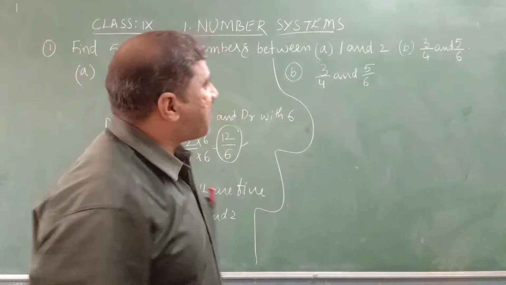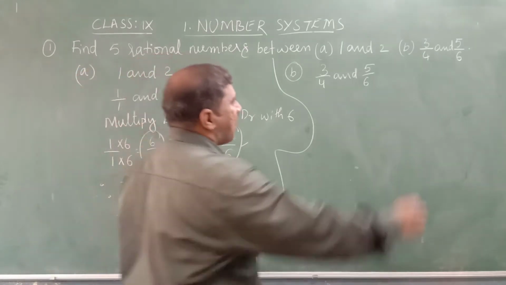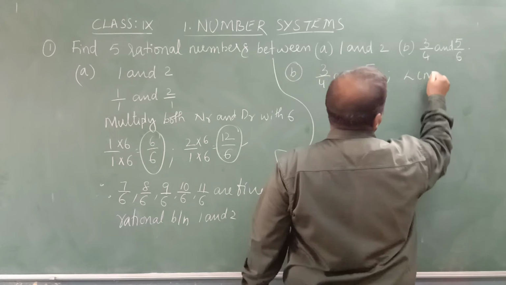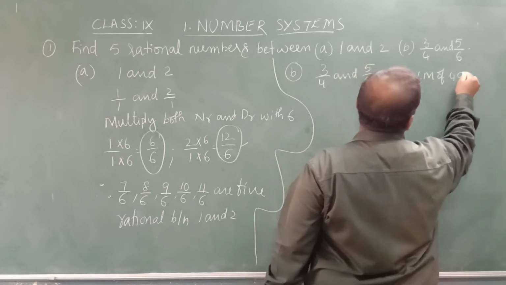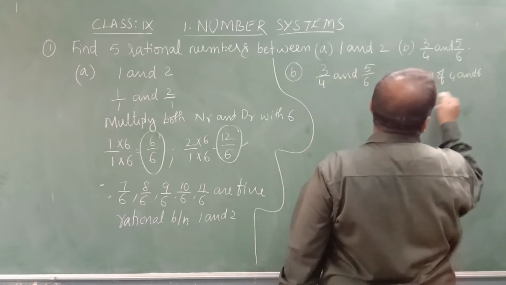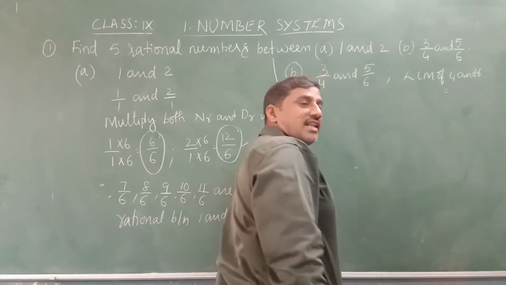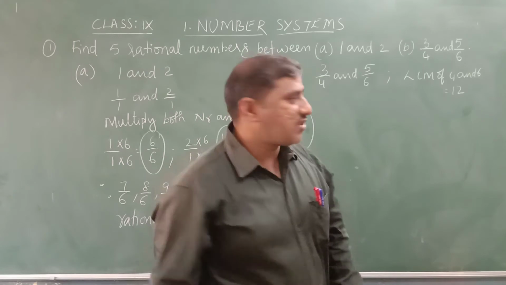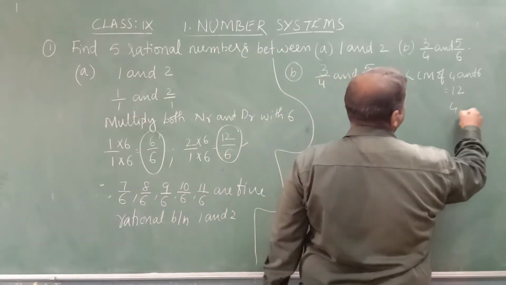Find the LCM of the denominators 4 and 6. Now the LCM of 4 and 6 is how much? We find the LCM and we get 12. The LCM will be 12.